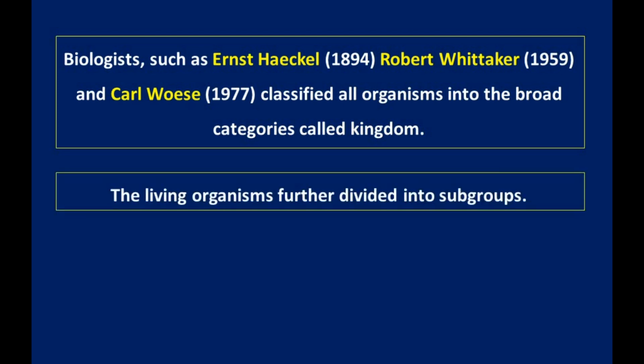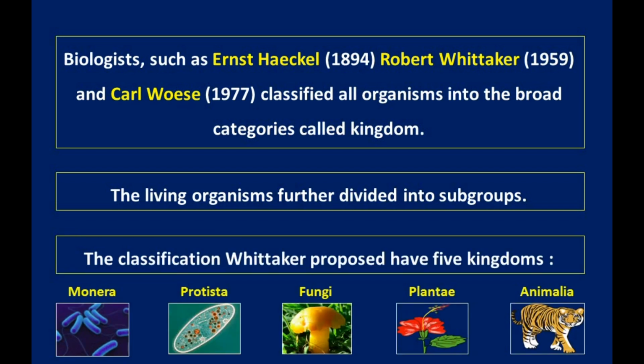These living organisms are further divided into subgroups. So these organisms are classified into the broad groups known as a kingdom. But each kingdom is further divided into subgroups. All living organisms are classified into 5 groups by Robert Whittaker. So all living organisms are classified into these 5 broad groups known as a kingdom. These are kingdom Monera, Protista, Fungi, Plantae and Animalia.